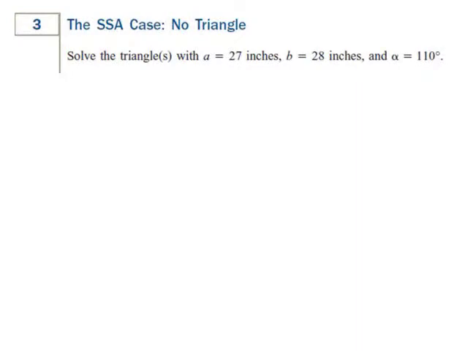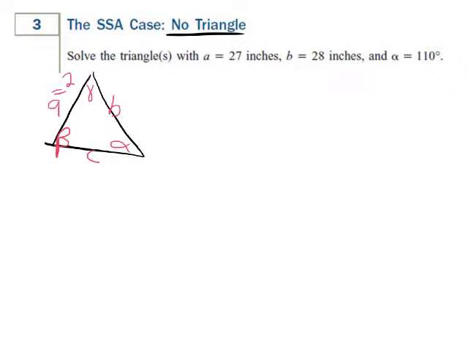So first thing we're going to do is draw our triangle. Of course, in your homework, it's not going to tell you any of this, so you need to go ahead and solve it anyways. All right, so let's go ahead and label stuff. So this is gamma, this is C, this is alpha, this is A, this is beta, this is B. A is equal to 27 inches, B is 28 inches, and alpha is 110 degrees. We always want to find beta first.